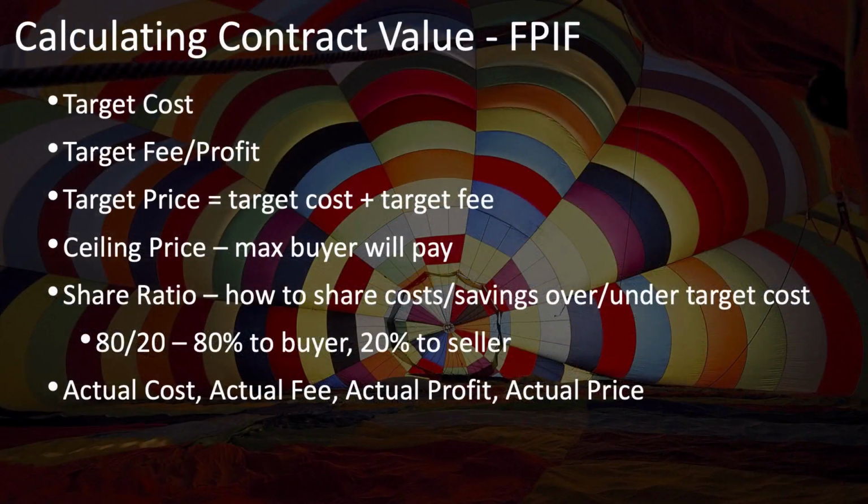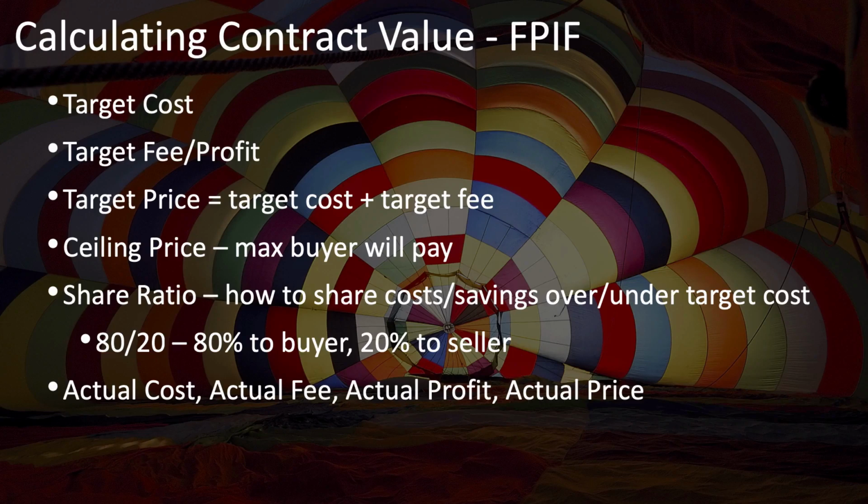Now we take a closer look at the fixed price incentive fee type of contract and how to calculate the contract value or total price paid. This is a popular type of contract, especially with government agencies, because it provides an incentive to the seller to keep costs under control, but also allows some flexibility in total costs and shares the risk of increased costs and shares the benefits of reduced costs.